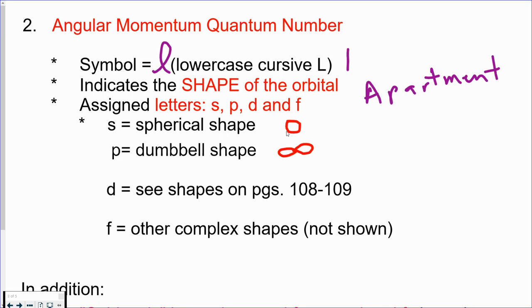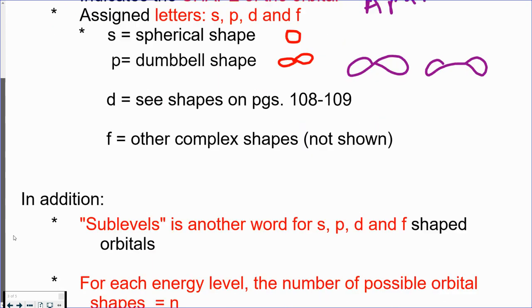We have s orbitals, which are spheres. We have p orbitals, which are dumbbells. I know you're looking at this and going, hey, that doesn't look like a dumbbell, it looks almost like an infinity sign. Well, old school dumbbells used to look like this, so that's why it was called a dumbbell shape. And then d and f have far more complex shapes than we ever really get into.